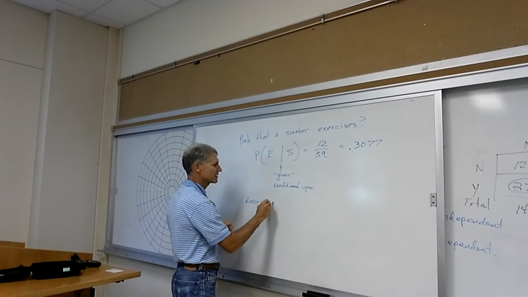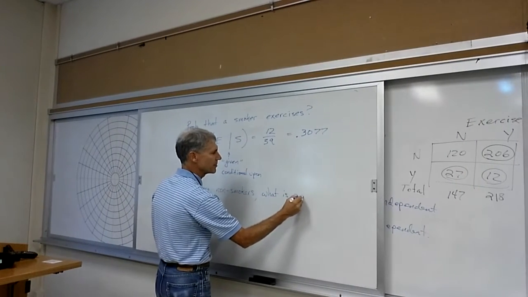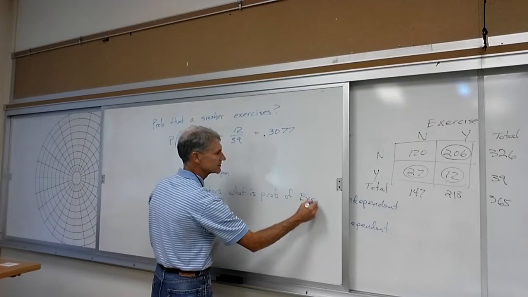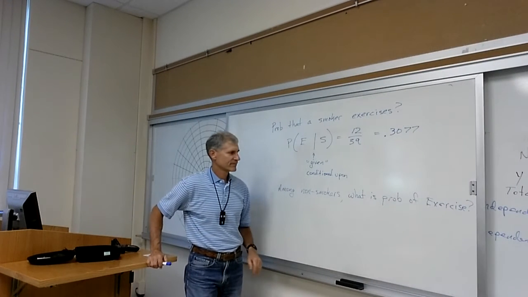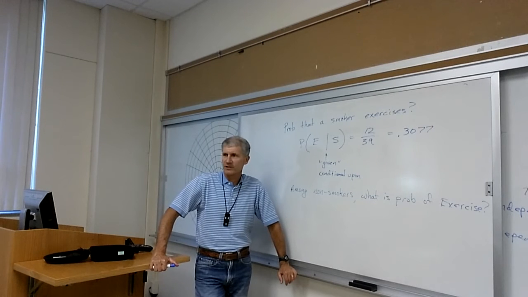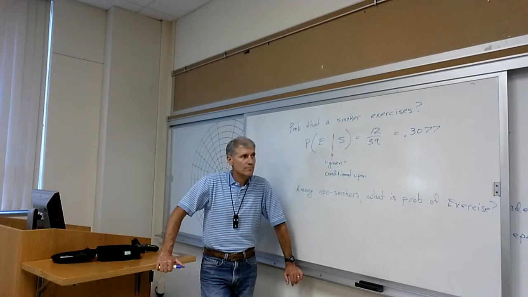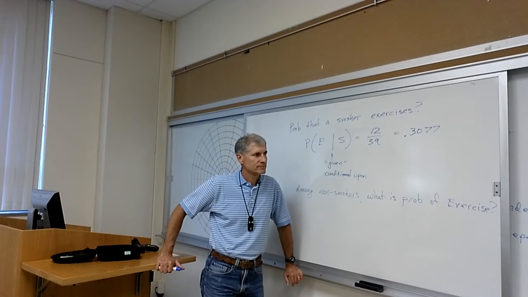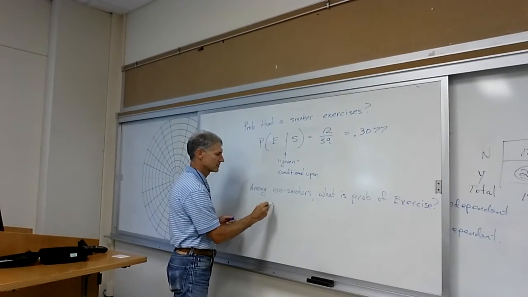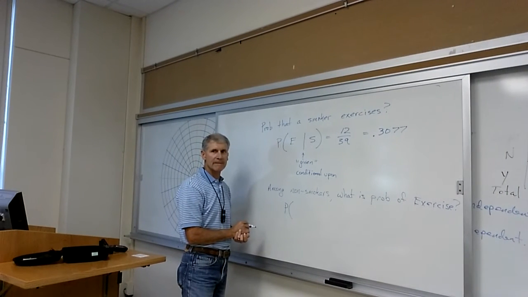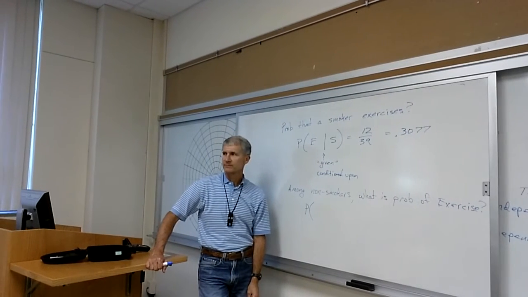Among non-smokers, what is the probability of exercise? I'm not writing in complete sentences, but you get the idea. Do that one for me. Among non-smokers, what is the probability of exercise? First of all, how do I write it as an expression? You're going to have some homework problems where they just say, here's a sentence, write it as a probability statement. How do I write that?